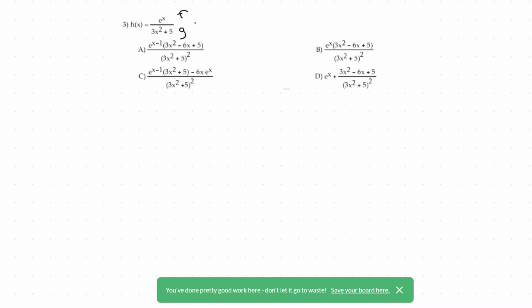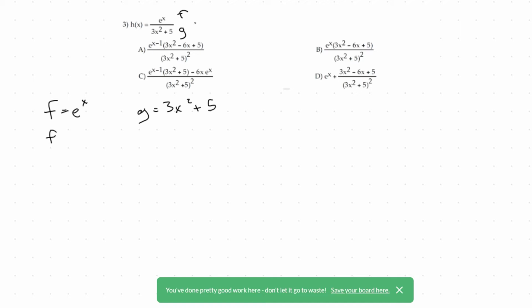So we're going to define those to start with, and we're going to say, in this case, that f is equal to e to the x, and g is defined as 3x squared plus 5. So we're just saying that the numerator is e to the x, and the denominator is 3x squared plus 5. And now we have to take the derivative of each of those.